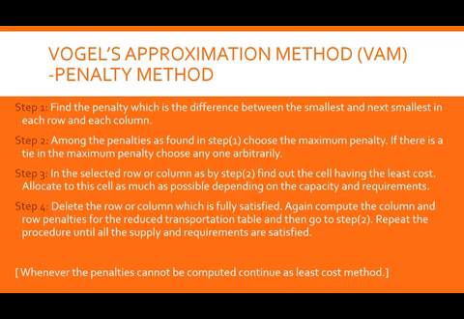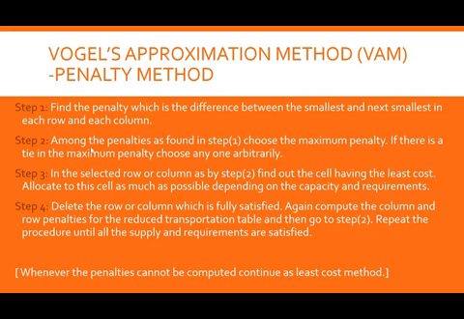So step one, find the penalty, which is the difference between the smallest and the next smallest in each row and each column. So for every row and every column, what we have to do is identify the least cost and the next least cost. We will have to find out the difference between the least and the next least cost, and that will be the penalty for the corresponding row or the column.